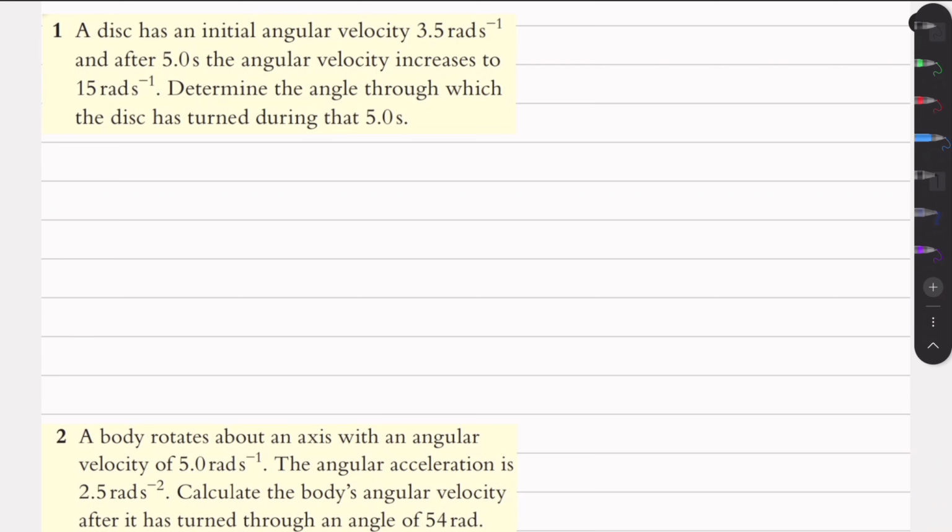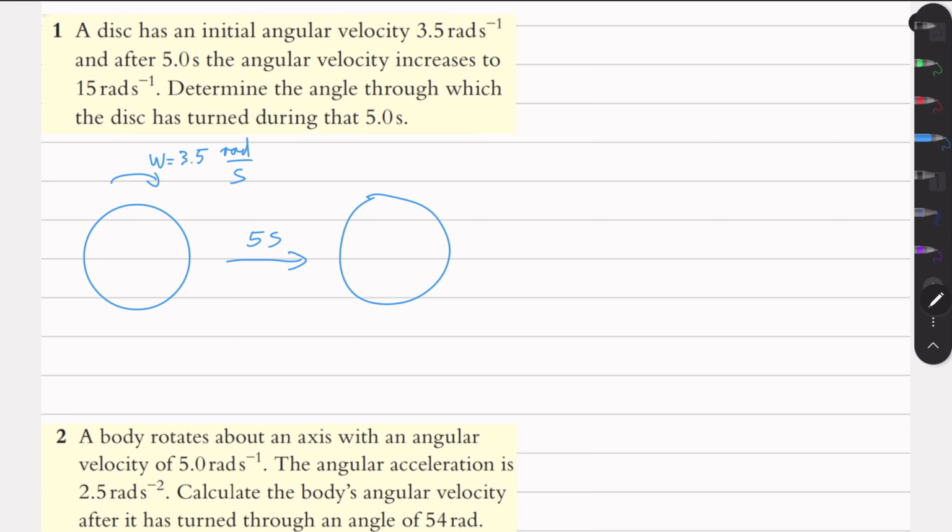So in the first question, we have a disk. It has an initial angular velocity, so it's rotating with an angular velocity of 3.5 radians per second. And after 5 seconds, we are told it has increased its angular velocity to 15 radians per second. So we can say this is omega 1, this is omega 2. And we're asked to find the angle through which the disk has turned.